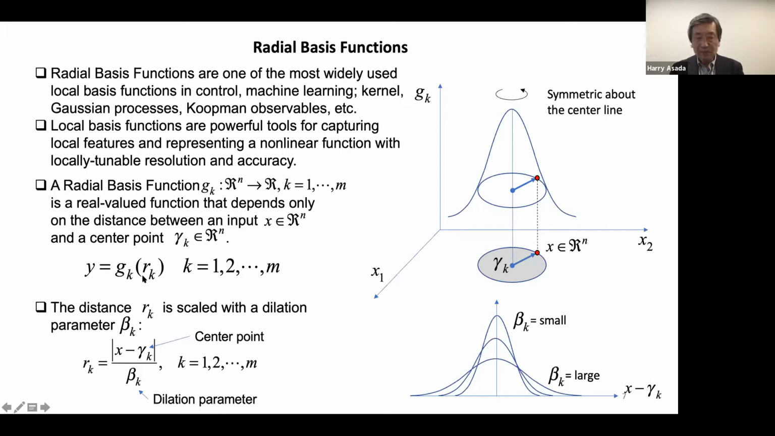So if beta is small, then even if the real distance x minus gamma is short, the scaled distance turns out to be a large value. That means a little bit away from the center point, it goes down quickly. And if beta is large, it is more widely spread like this.